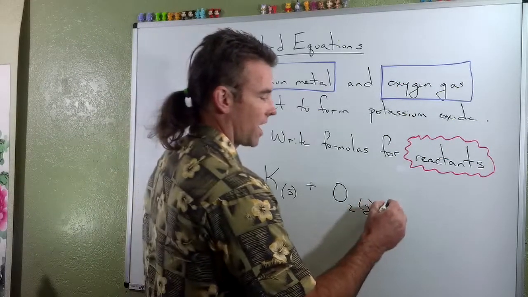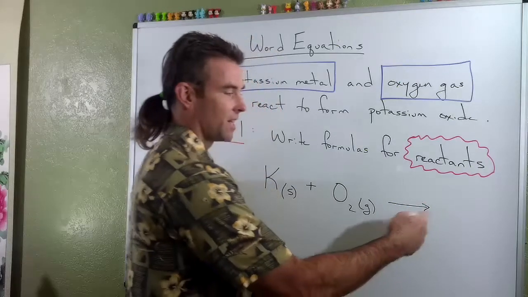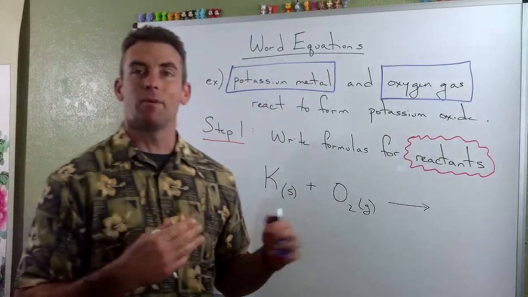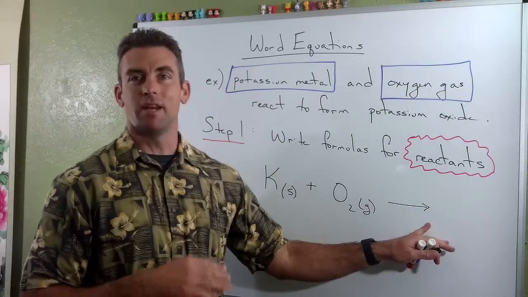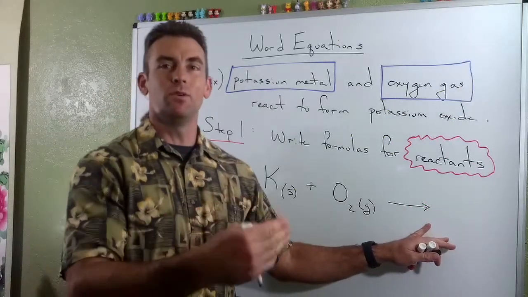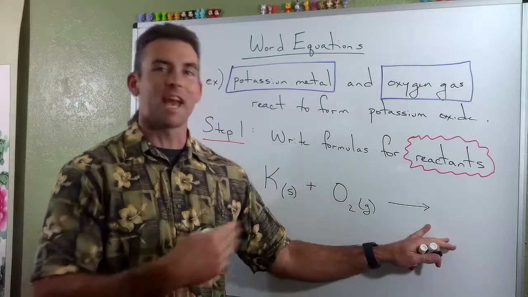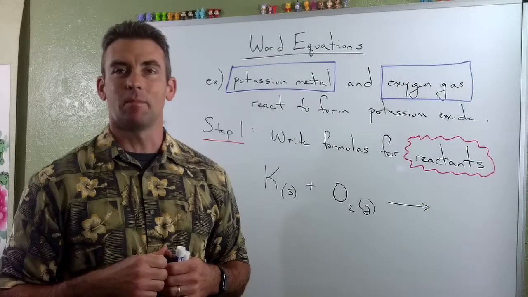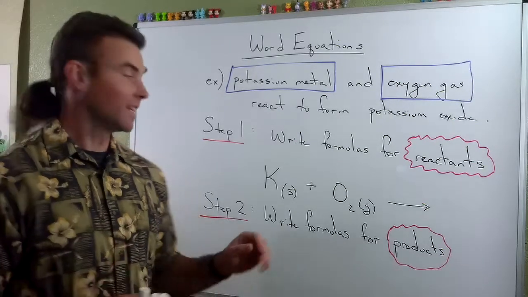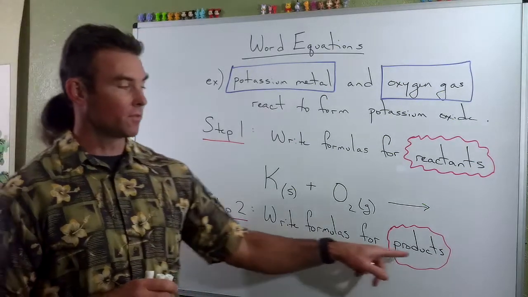And so what we'll add to this reaction is an arrow, which, remember, in the symbology of chemistry translates to yields, or changes to, or chemically changes to, or reacts to something else, right? So that brings us to step number 2. Obviously, step 2, write formulas for the products.